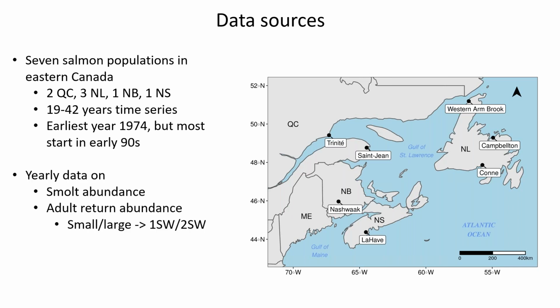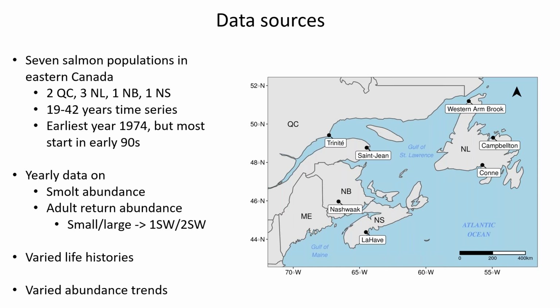So these time series, as I mentioned, are of yearly smolt abundances as well as yearly abundance of adult returns. And like in the case of repeat spawners, most of this data came in the form of abundance of small and abundance of large salmon. So we then converted to abundance of 1 sea winter and abundance of 2 sea winter fish using a subset of the scales for the years in which the fish returned.